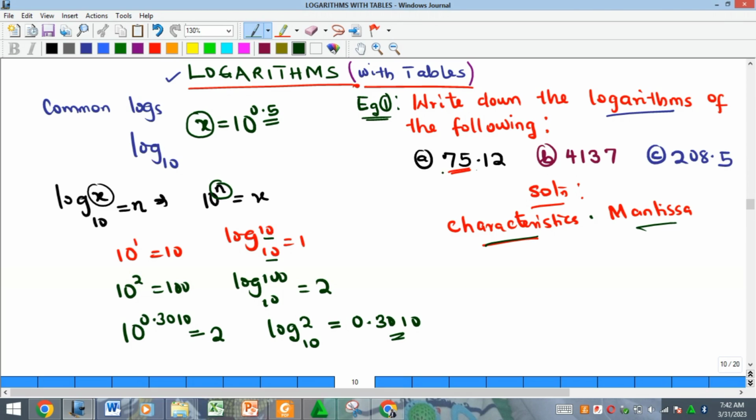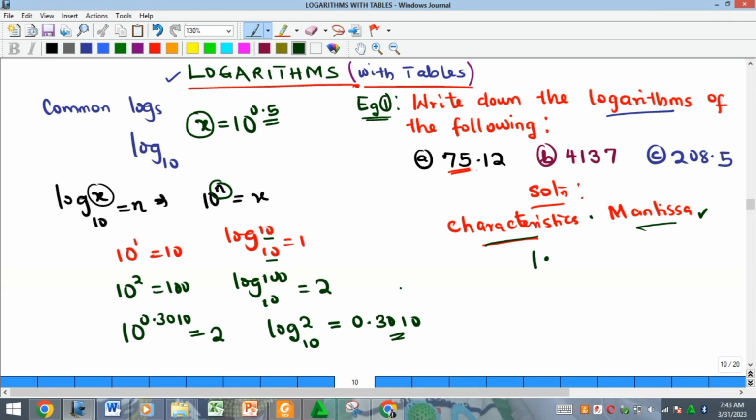So for example, A here, my characteristic is going to be 1 because I have two digits, and so I'm going to subtract 1 from 2 and I will get 1. Then I put my decimal point. Now to get your mantissa, that is what we do using the logarithm tables that I just showed you.